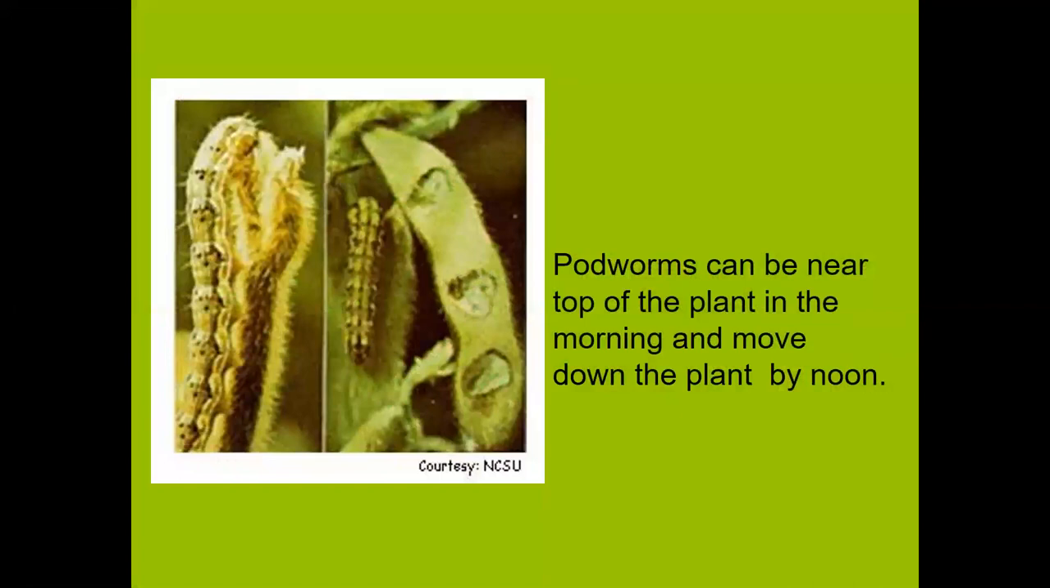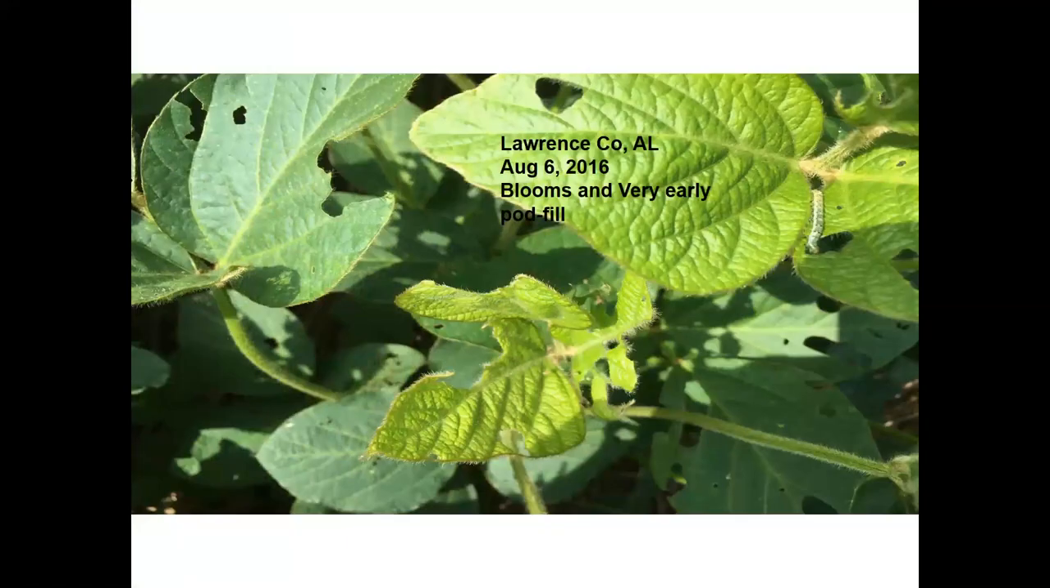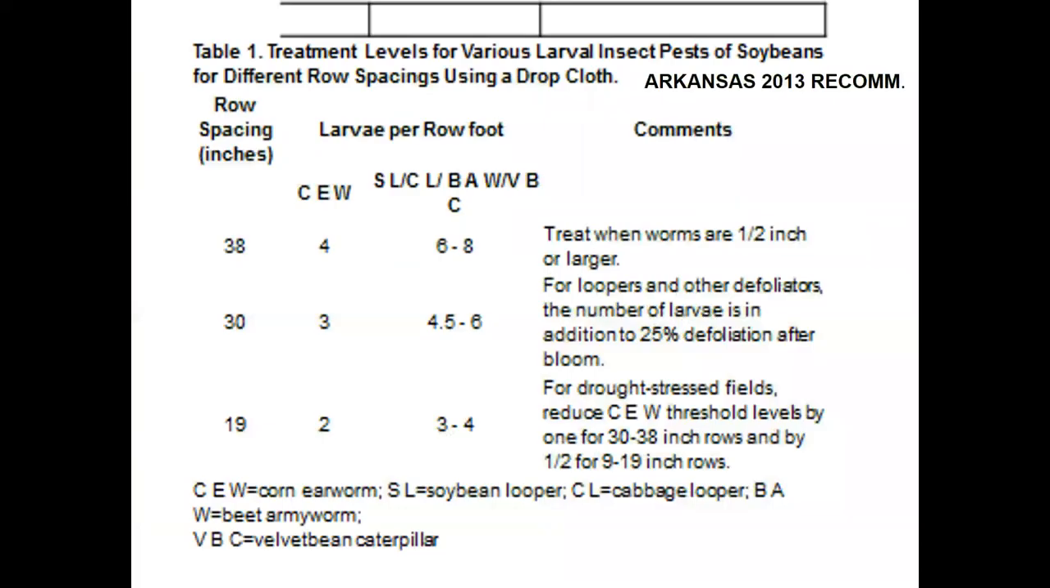Pod worms feed on the beans in the pod. They move up and down the plant. In the morning, they'll be up high on the plant. As the temperatures warm up, they'll move down on the plant. This is a picture from soybeans that I took in August of 2016. The plants were in the bloom, the very early pod fill stage, and the pod worms are actually feeding on the lush green foliage more so than they were on the blooms and the little pods.